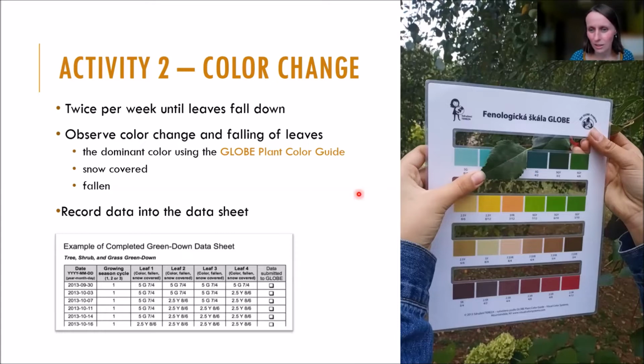It's really nothing complicated. This you will just keep doing every time that you come to your tree. You will do it for each leaf separately, as each leaf can have different color, or perhaps one leaf will be already fallen, but the other ones will still be on the branch. So every time you will make 4 notes for 4 leaves. What can happen is that you will have the tree covered by snow and you will not be able to observe. So then you write down snow covered. And once the leaf fall down, you will record fallen.